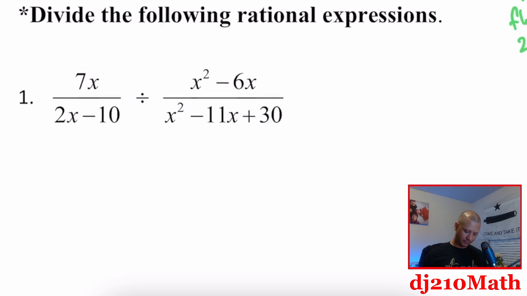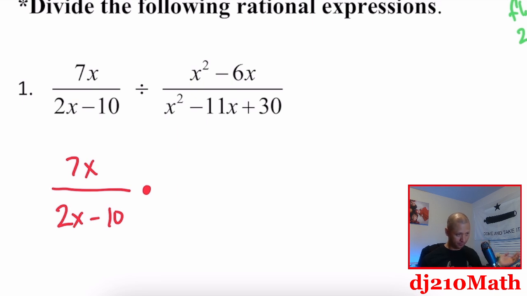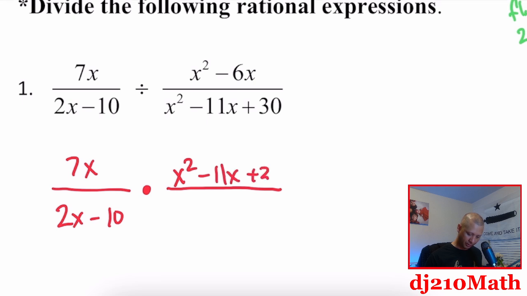So I'm keeping the first one. I really hate to rewrite because sometimes when you rewrite, you write it wrong, and I know all about rewriting things wrong. So we keep the first term, change it to multiplication, flip the second one: x squared minus 11x plus 30 over x squared minus 6x. So there it is. Keep, change, flip.